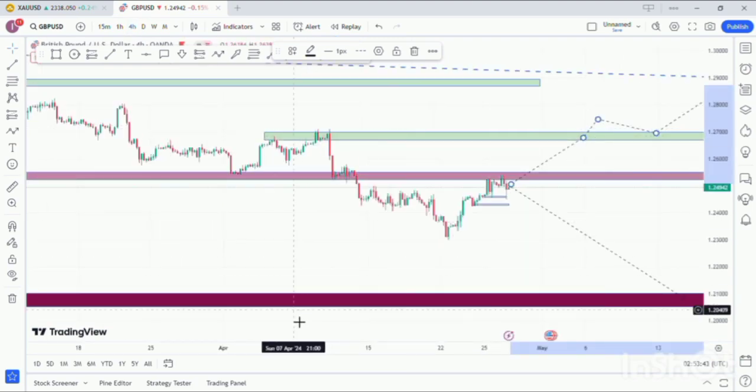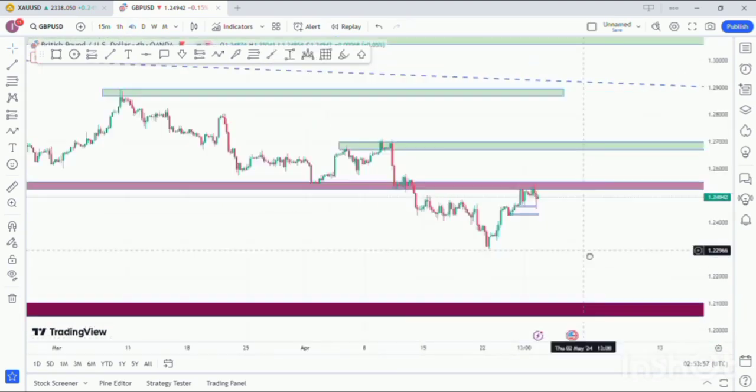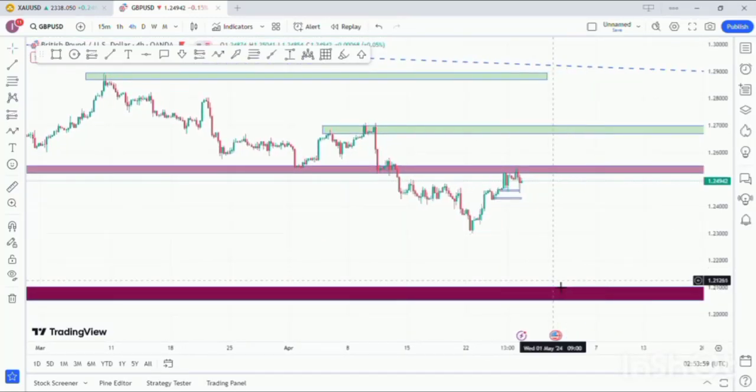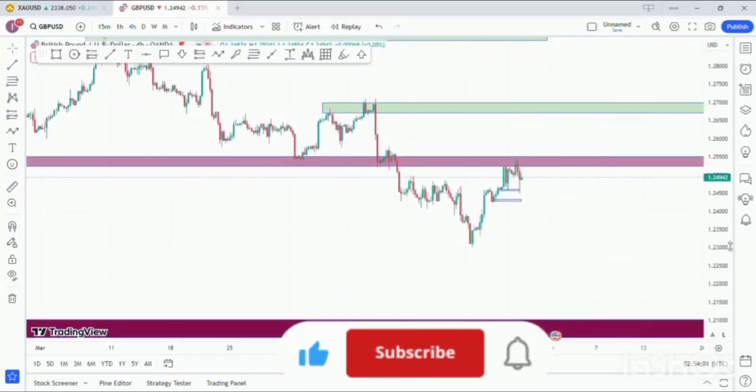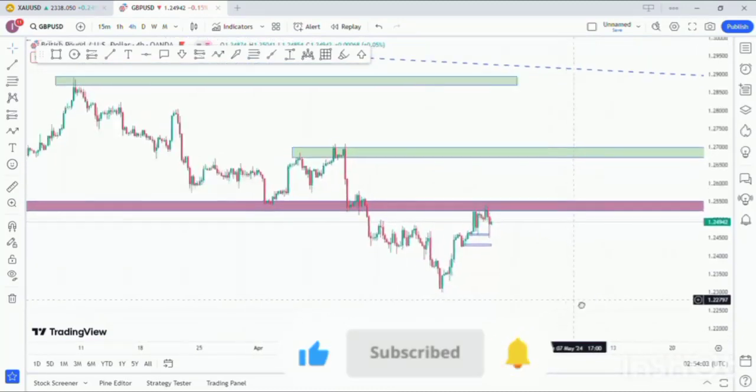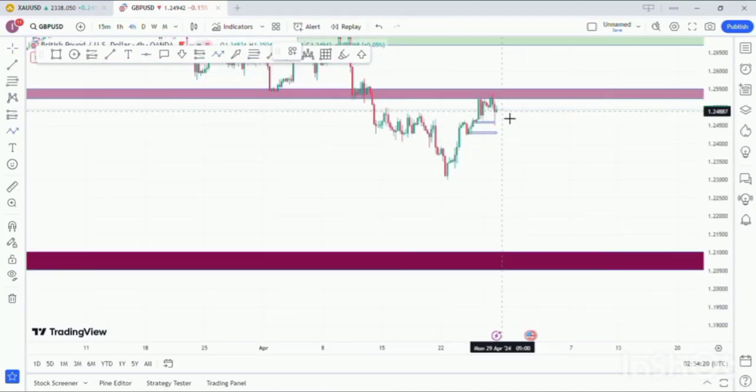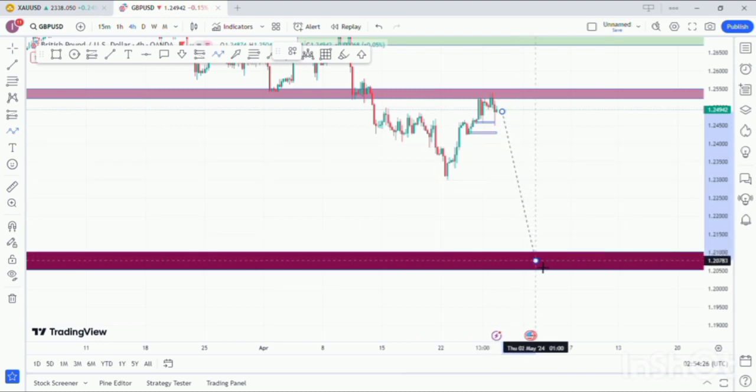So guys, this is the 4 hours time frame for GBP USD. As you can see, the zones that we marked out on the daily time frame are still very visible. So right here, we're expecting price to continue its downward movement from its current zone to the next support zone and even break out of it. Yeah, price might likely break out of it for next week.